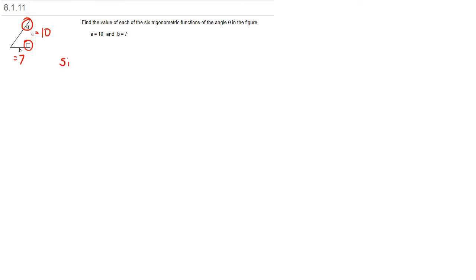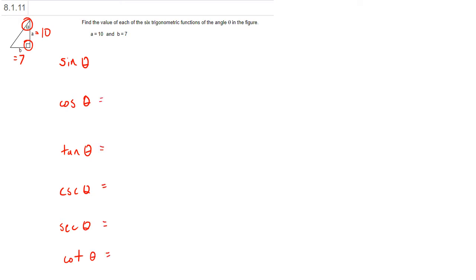So those 6 functions will be the sine of theta, the cosine of theta, the tangent of theta, these are the 3 primary ones, but then we also need to find the cosecant of theta, the secant of theta, and the cotangent of theta. Here are our 6 basic trigonometric functions.